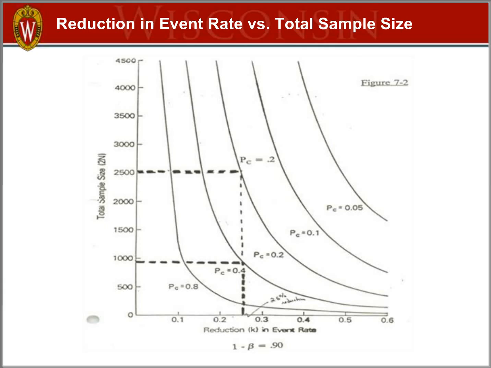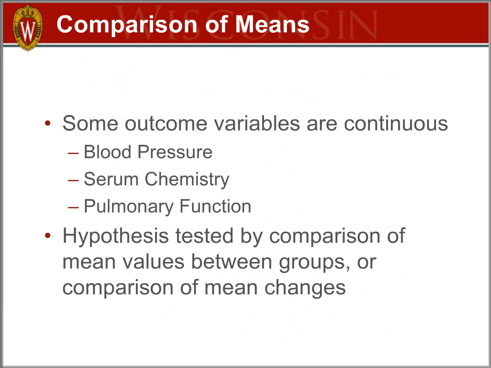So this graph is a handy way to remind yourself of the sensitivity of the sample size calculation to the assumptions that you're making. In this case, the event rate in the control arm and the percent reduction or the treatment effect that you're trying to detect. Now, not all questions you will ask will be a failure rate. Some questions will be built around an outcome variable which is continuous. Variables such as blood pressure or some serum chemistry value, pulmonary function, and the like.